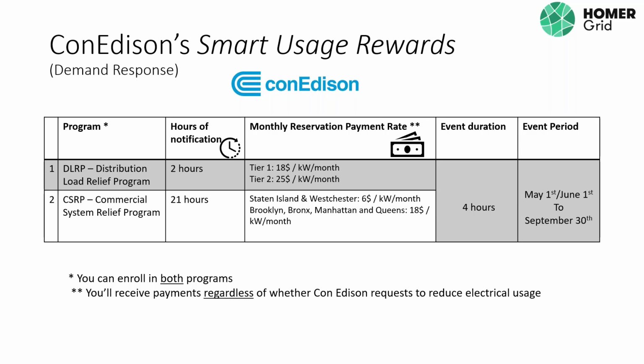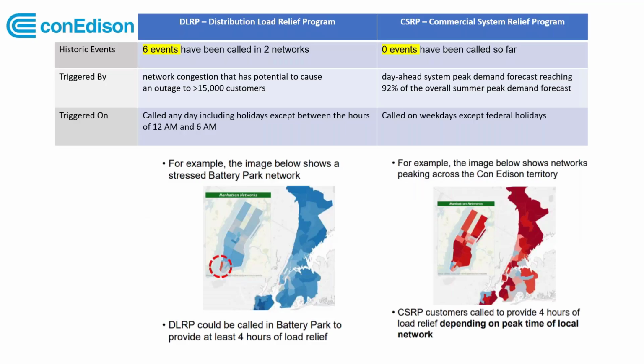In both of these programs, you're required to provide up to 4 hours of load relief. It's interesting to note that you will receive these payments regardless of whether Con Edison declares an event. Before signing up for either program, it's good to get a sense of how often in the past events have been called for either. According to the Con Edison website, the DLRP program has called 6 events in both networks, while 0 events have been called under the CSRP one.